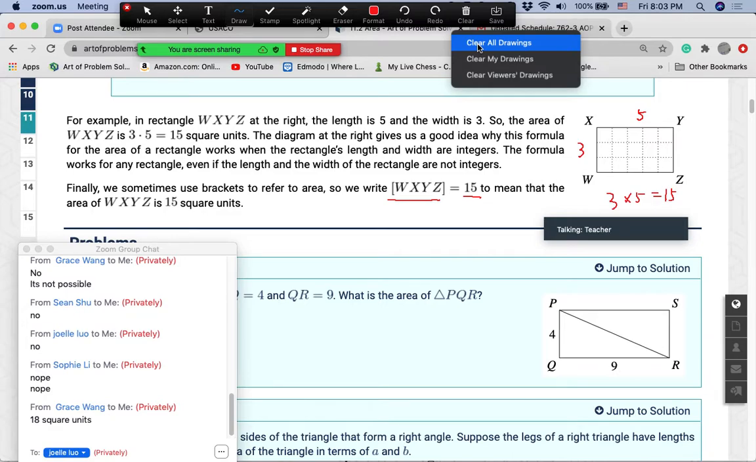Grace, what did you get? I got 15. See, this one is 1, 2, 3, 4, 5. This one's 1, 2, 3. 3 times 5, that's 15.